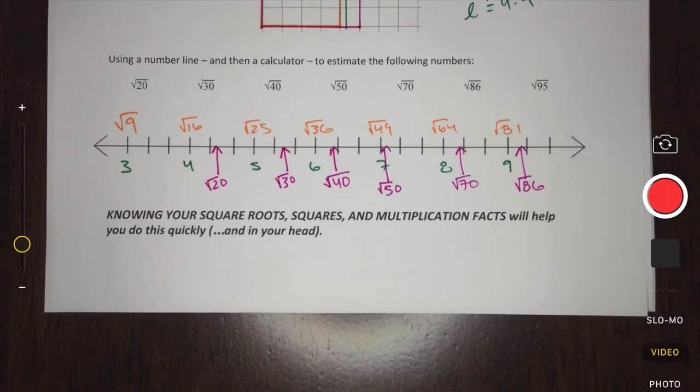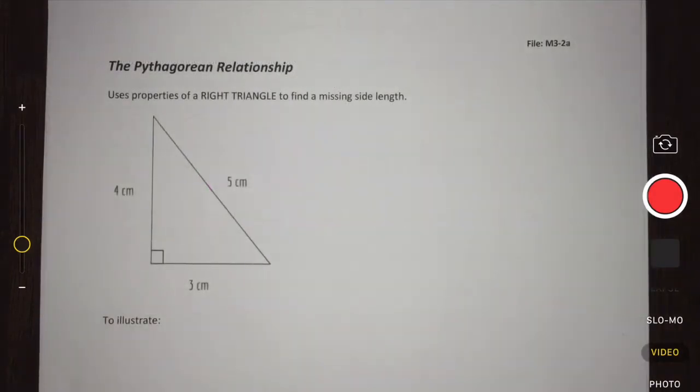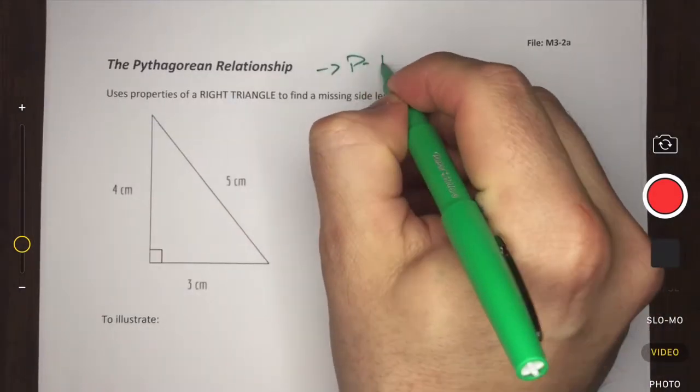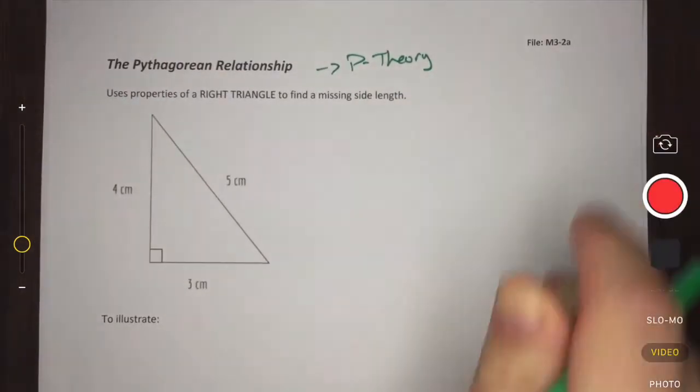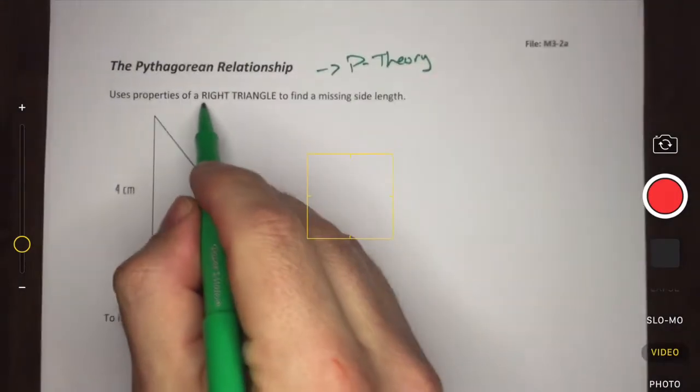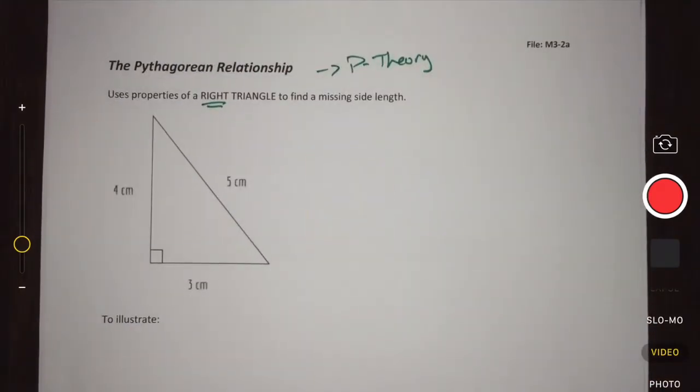All right, what this is leading us to is to use the Pythagorean relationship or the Pythagorean theory, or as we'll start calling it, P theory, a little bit easier to keep track of, so we're going to just keep on calling this P theory, to help us determine properties or side lengths of right triangles. So the key thing here is that we do have to make sure that we have a right triangle.